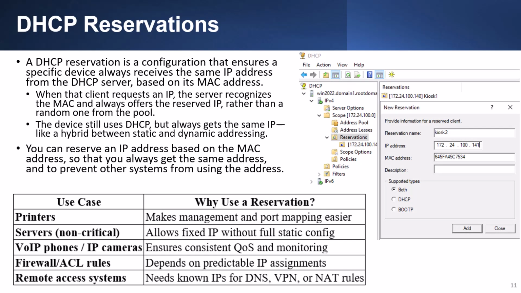A DHCP reservation is a configuration that ensures a specific device always receives the same IP address from the DHCP server based on its MAC address. When the client requests an IP, the server recognizes the MAC and always offers the reserved IP rather than a random one from the pool. The device still uses DHCP, but always gets the same IP, like a hybrid between static and dynamic addressing.